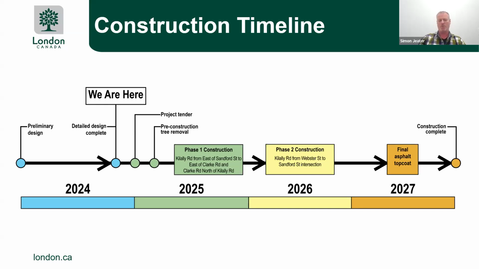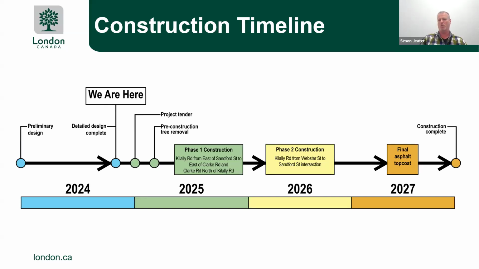The first phase of the project is going to be along Kilally Road from just east of Sanford all the way to Clark Road, and then the outlet structure down towards the Thames River. So that'll be our first phase taking place in 2025. During that time, there are some utility relocations that are going to occur between Webster and Sanford Street. The second phase of the project is going to go in 2026, and it'll basically be that stretch from Webster to Sanford and a little piece down Sanford Street, allowing time for utilities to come in 2025 and get out of the way well ahead of us.